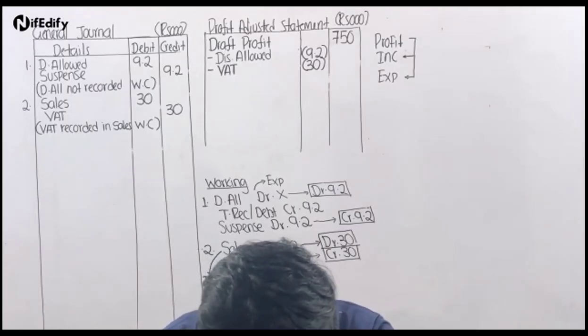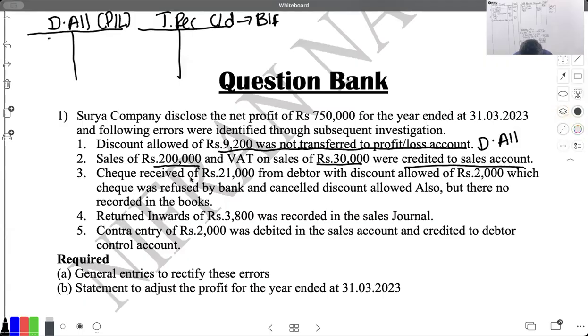Okay, whom do we have next? Check received 21,000 from a debtor with discount allowed 2,000, which check was refused by the bank and cancelled discount allowed also. But there are no entries recorded in the books.